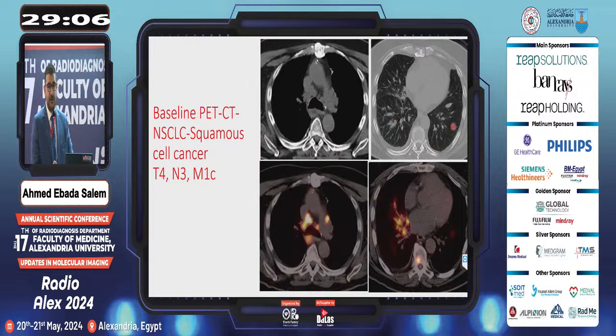He had also M1C disease, meaning metastatic disease related to different organs, including the lung. As you can see, contralateral lung. He had an uptake in the left lower lung as well as bony metastasis.